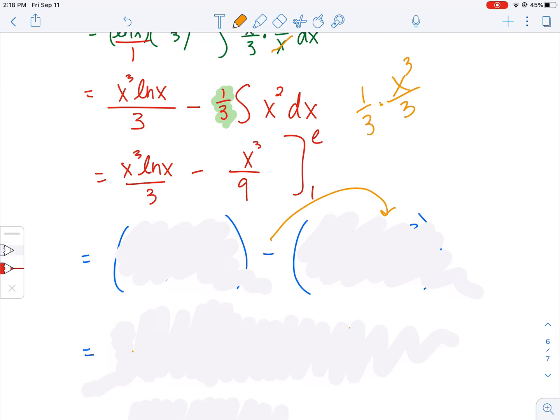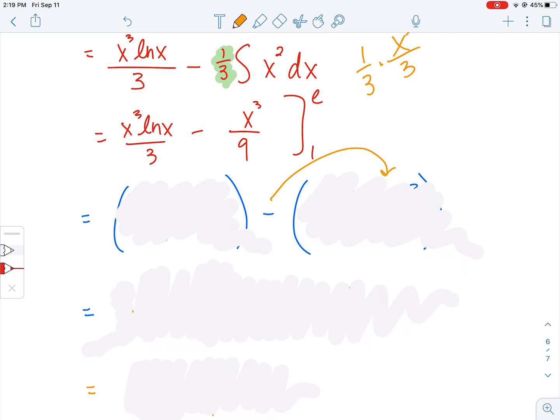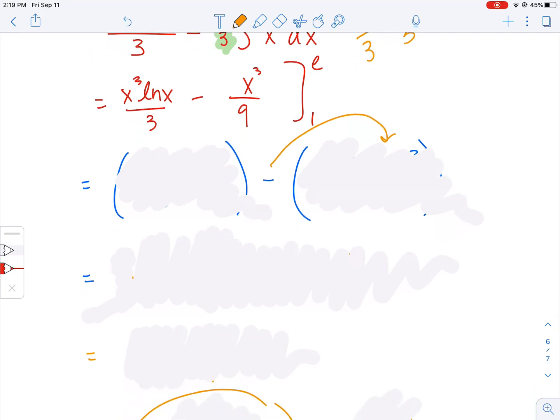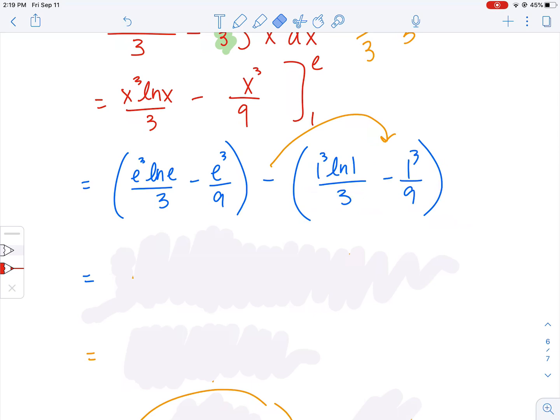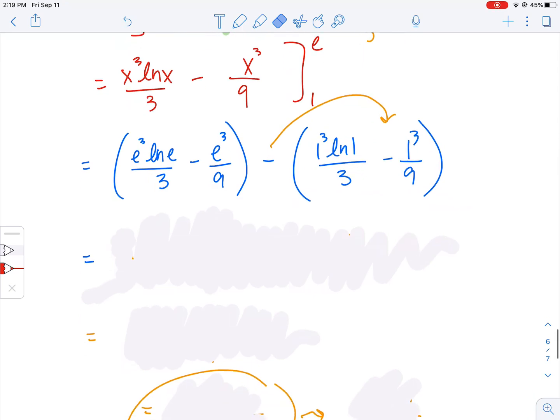Don't forget though, we are integrating and we are evaluating from 1 to e. So I didn't add a constant of integration. I'm not quite done yet, even though my integration by parts is done. I still have to use my fundamental theorem of calculus to plug in an e and then plug in a 1, my upper limit, my lower limit, and then subtract them. So I'm going to take this expression, and wherever I see an x, I'm going to plug in an e. I'm going to take this expression, wherever I see an x, I'm going to plug in a 1, and then I'm going to subtract those two expressions.